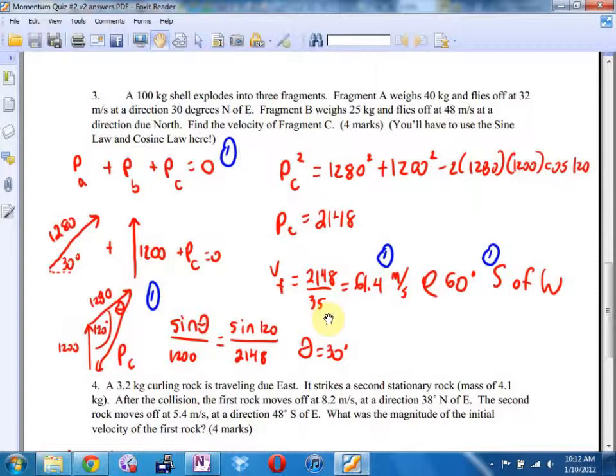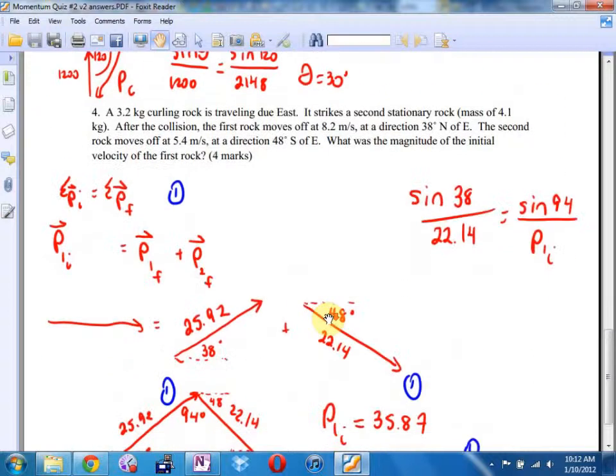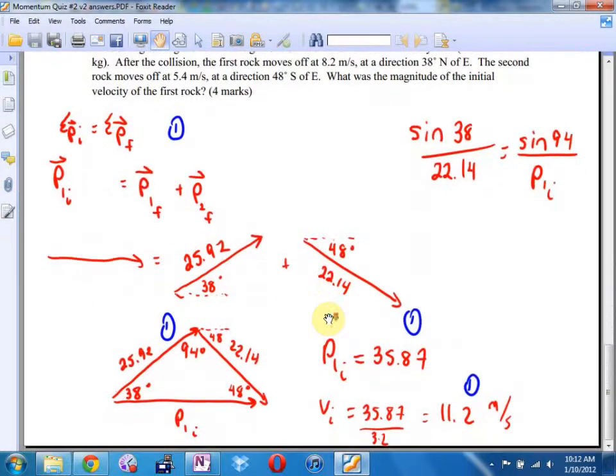And number four. And all they asked for was the magnitude of the initial velocity. I said, okay, before the collision, what's moving? Mass 1. After, mass 1 and mass 2. Draw a picture. And it did say the initial velocity was, didn't it say, yeah, it was due east. So I knew I could draw that. This plus this equals that.